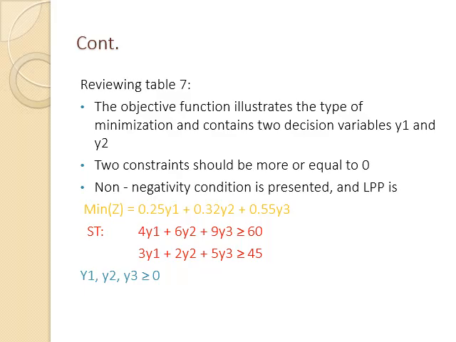Subject to the first constraint stands for carbohydrates, and the second constraint concerned with protein. For y1 plus 6 y2 plus 9 y3 more or equal 60.